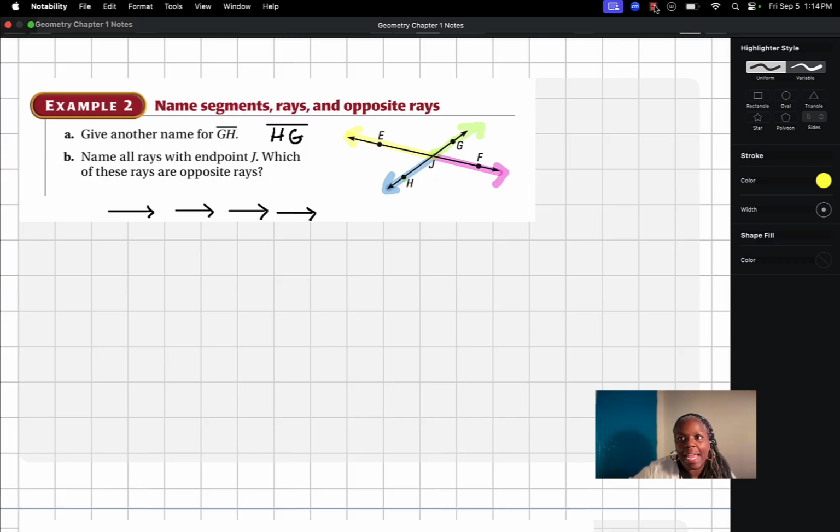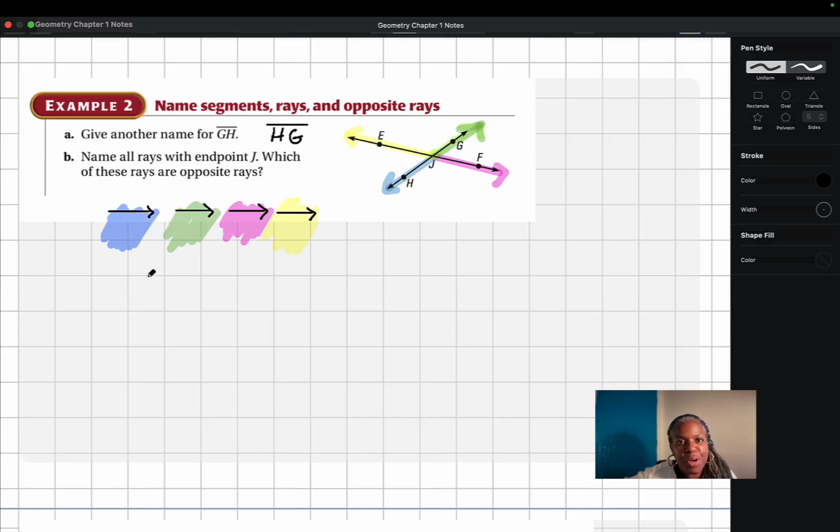Let's take a moment to name those rays. Now that I've color coded it, let's name those rays. We notice that this ray starts with J and continues on. So this blue ray is going to be referred to as ray JH. This green ray starts with J but goes out in the direction of G. That is called ray JG. Let's do the pink one. Pink ray is called JF, ray JF. And finally, the yellow one is called ray JE. Those are the 4 rays that we have emanating from point J.